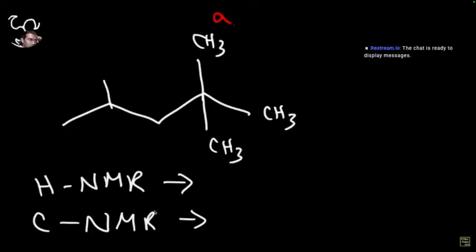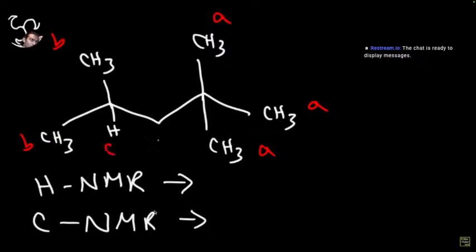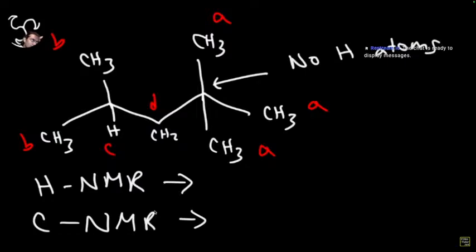So in the H-NMR spectrum, they will show up as signal A. Now, these 2 methyl groups are identical to each other. So they will show up as signal B. Now, we have a hydrogen atom on the tertiary carbon, so that's going to be signal C. And this is a CH2 group, so that's going to be signal D. Now, this particular carbon has no hydrogen atoms. So in the H-NMR spectrum, we should only get 4 signals.